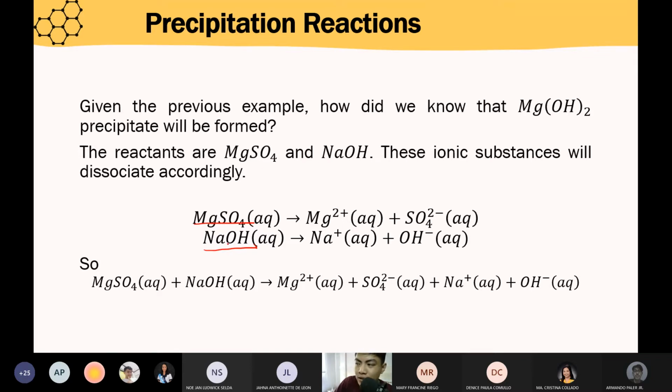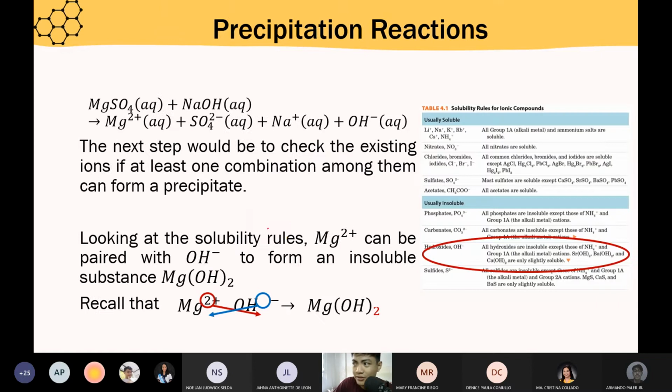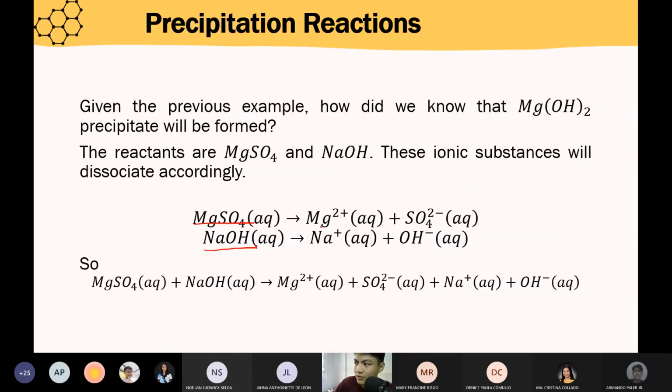Ano ions mabubuo mo dito? Na+, OH-. So you just have to recall your previous lessons. Okay? Then once you have your ions, you switch pairs. So, sino yung original partner ni magnesium? Si sulfate. Okay? Actually, precipitation reactions are double displacement. So, ibig sabihin, instead of magnesium pairing again with sulfate, it will now pair with OH. Pag-swap mo sila ng partner. So, sila na yung magiging partner ngayon, and obviously, ito na yung magiging partner.